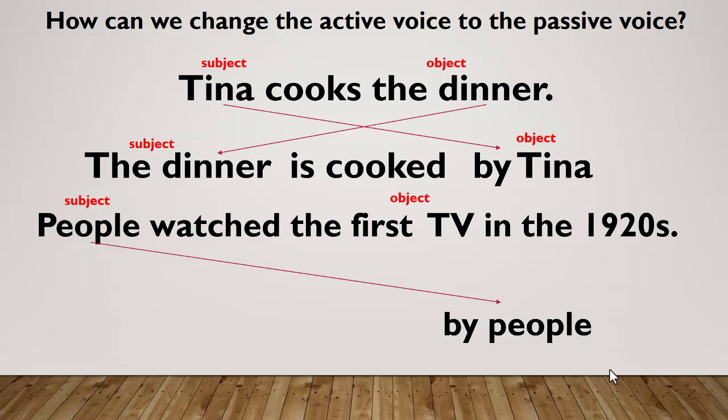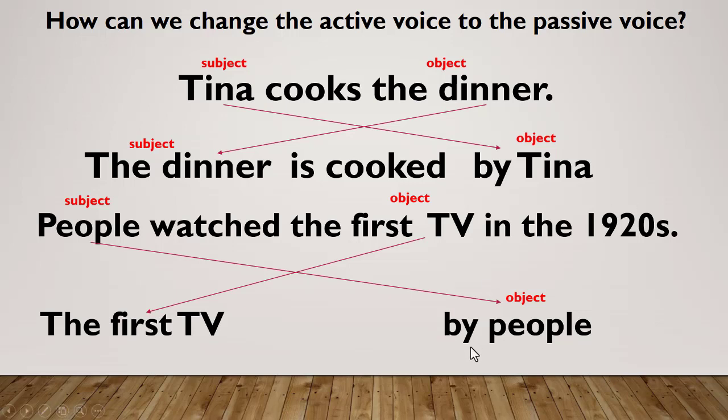People is placed at the end of the sentence in the position of the object. And the first TV is placed at the beginning of the sentence. It is now the subject. We also need to add the word by. We then use the matching form of the verb to be in combination with the past participle of the verb, which in this case is was watched.